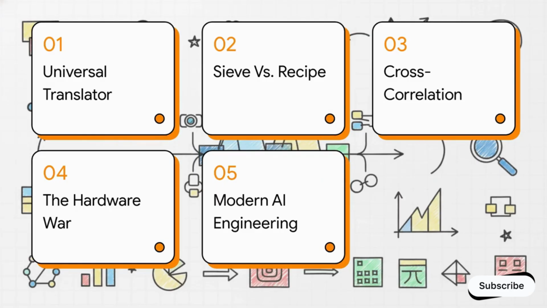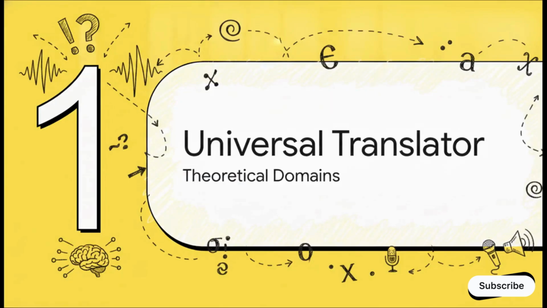So here's our blueprint for today. We'll start with the universal translator, then look at the sieve versus the recipe filter, hit a quick cross-correlation warning, dive into the hardware war, and wrap it all up with modern AI engineering. All right, let's jump straight into section 1, the universal translator, mapping the theoretical domains.